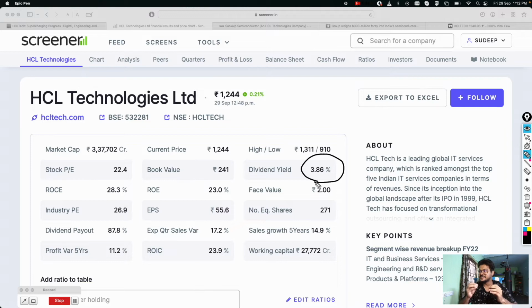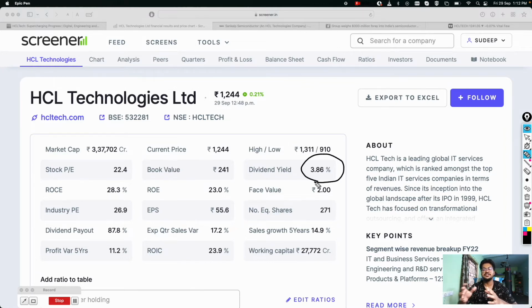Okay, and generally these companies are good to hold, because they share the profit with their shareholders in the form of dividends, and also by capital appreciation. So a double benefit. Okay, and mostly you get to see companies like Coal India and Vedanta giving very high dividend yield, but the growth is slow.